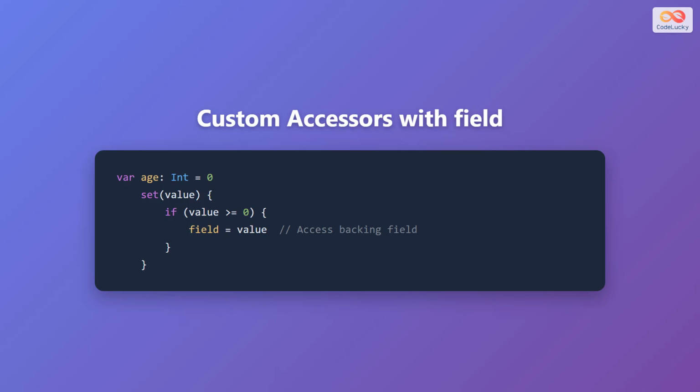Now let's look at custom accessors. Suppose you have an age property and want to validate that only non-negative values are stored. In the setter, you check if the value is greater than or equal to 0. If it is, you assign it to field. This field keyword is how you access the actual backing field within your custom setter.